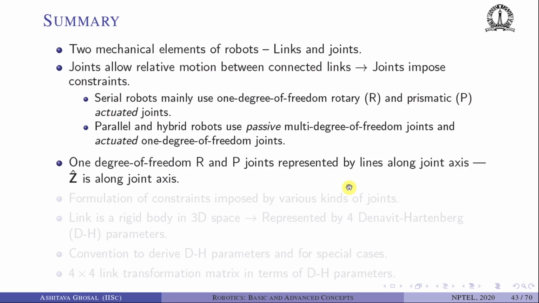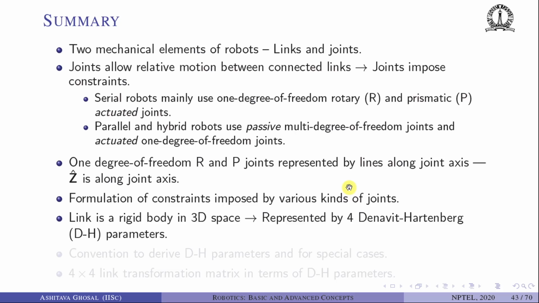1 degree of freedom rotary and prismatic joints are represented by lines along the joint axis, and we always label the z-axis along the joint axis. Okay, we choose or label the joint axis as z-axis. The formulation of constraints imposed by several kinds of joints was discussed. So for example, the rotary joint imposes 5 constraints. I showed you there is a rotation matrix equation which imposes 2 constraints, and then there is a position vector equation which imposes 3 constraints.